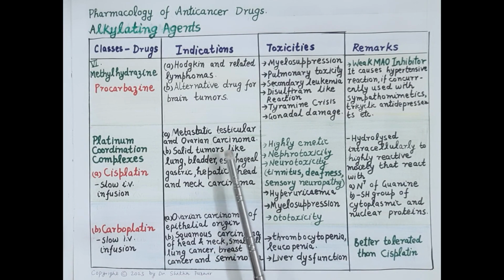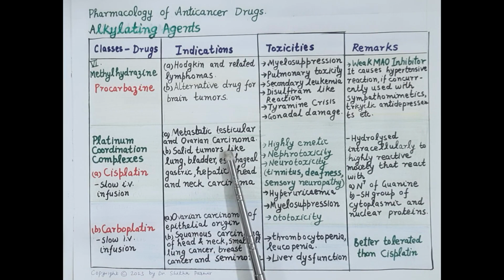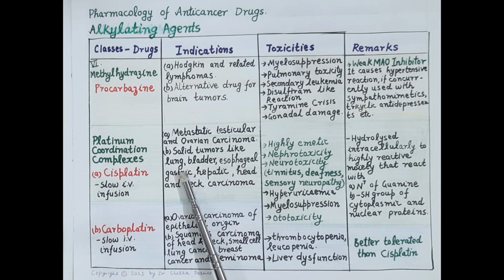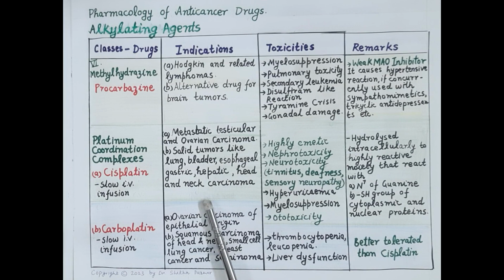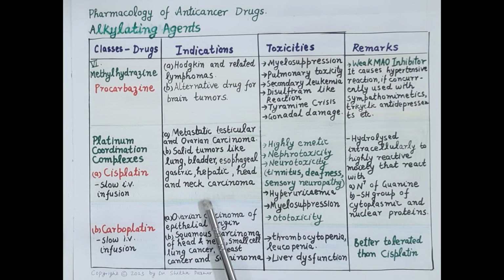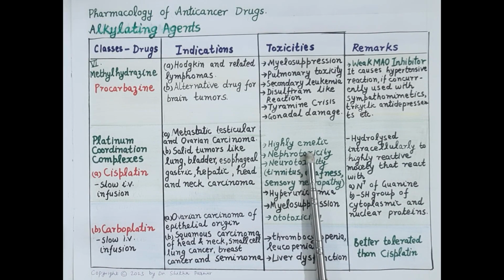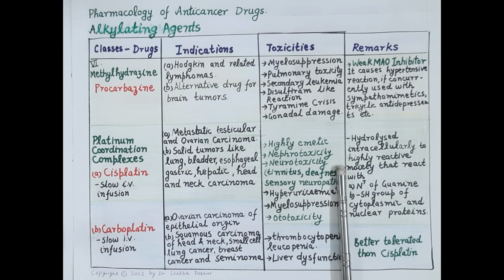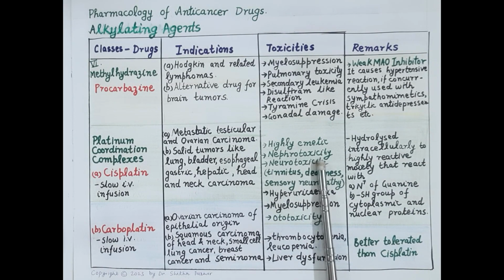Now, it is very effective in the treatment of metastatic testicular and ovarian carcinoma, and it is widely used in the treatment of solid tumors like lungs, bladder, esophageal, gastric, hepatic, and head and neck carcinoma. Now, cisplatin is a highly emetic drug and it induces excessive vomiting. Another major toxicity is dose-dependent renal impairment, and therefore it is highly nephrotoxic.